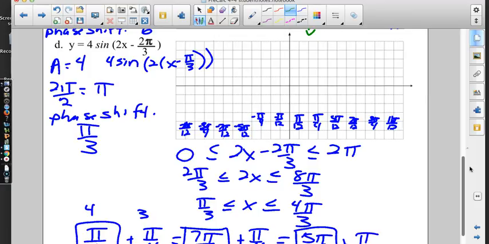Vertical helper line goes where? Okay, but we're going to need to change that into 12ths so we can find where it's supposed to go. So pi over 3 is what in 12ths? 4. 1, 2, 3, 4.